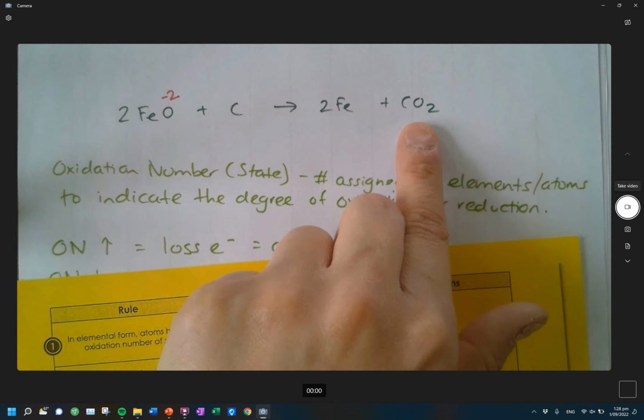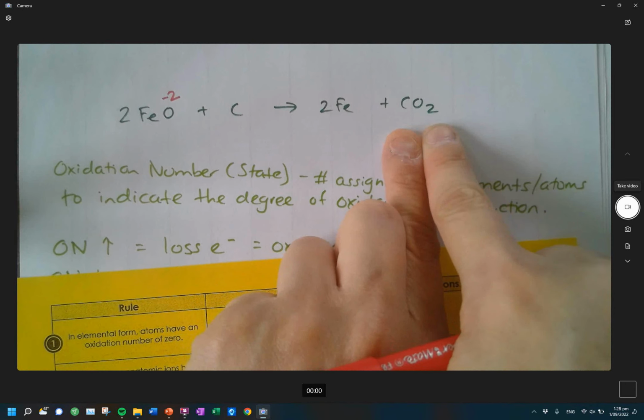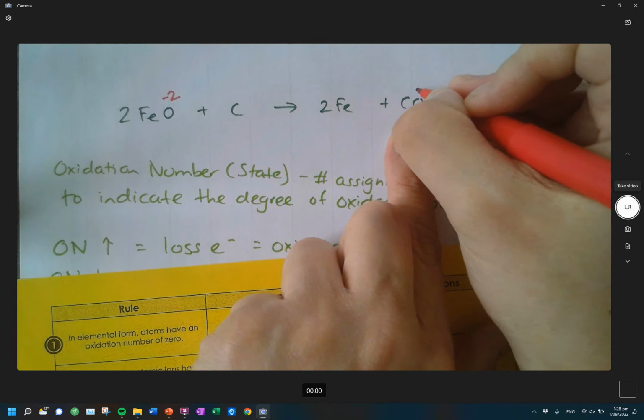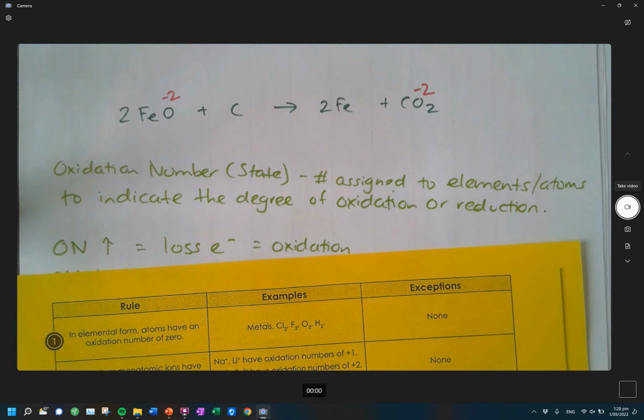All right, I have oxygen in carbon dioxide. Is that also a compound? Yes. So my oxidation number is -2. Has my oxidation number changed? No. So what that tells me is that since the oxidation number hasn't changed, oxygen is not involved in this redox reaction. We good?